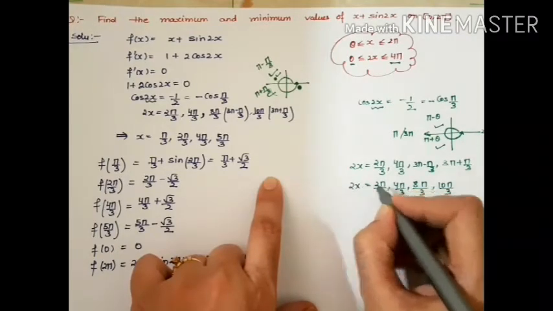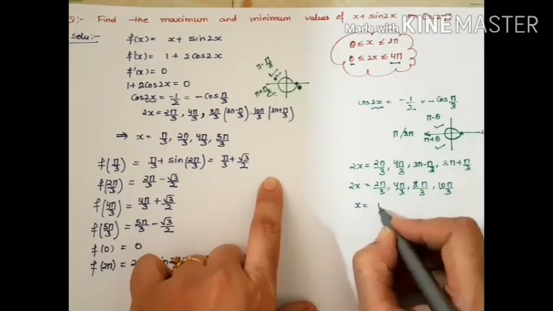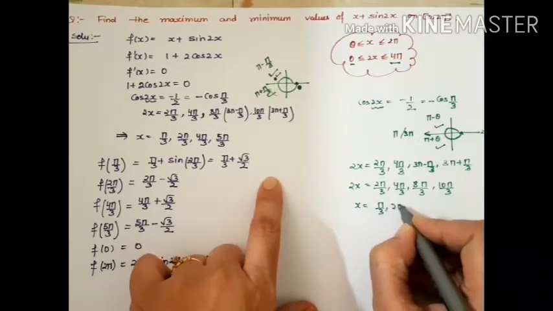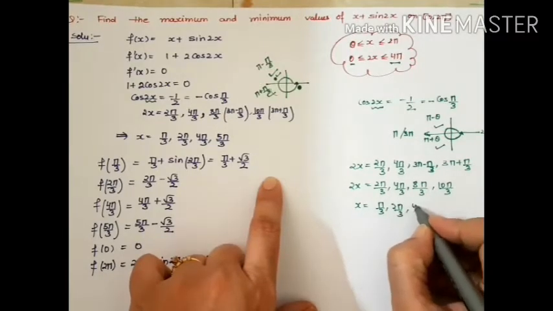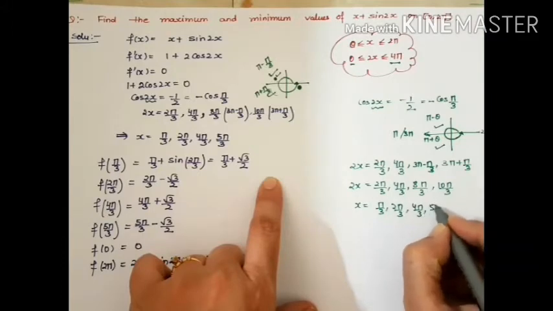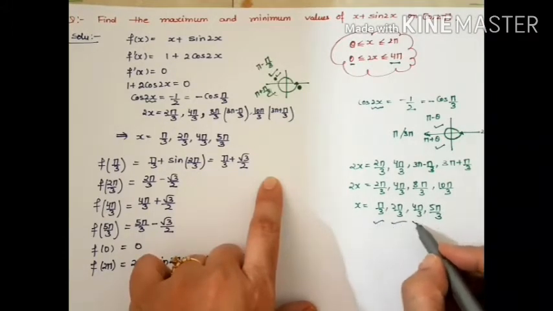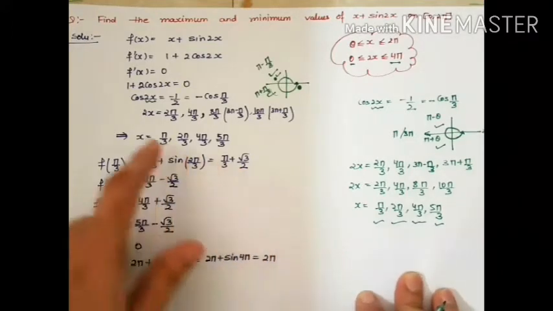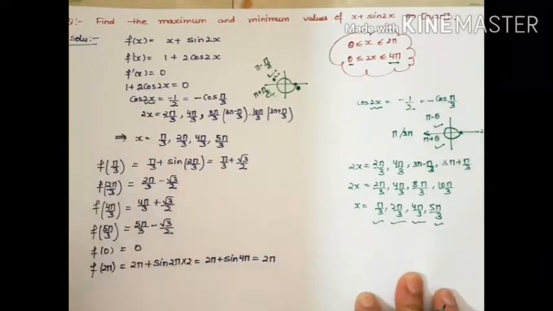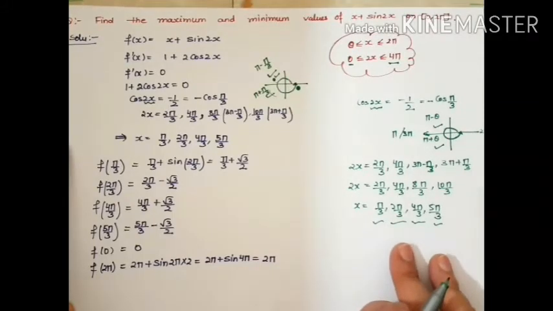Now if I find the values of x, I get pi by 3, 2 pi by 3, 4 pi by 3 and 5 pi by 3. So these are the 4 critical points I am getting for this particular equation. Now what was the step that we follow after finding the critical points?